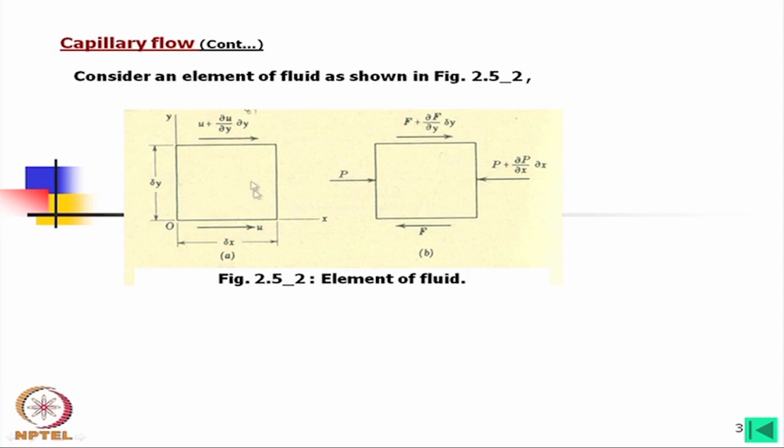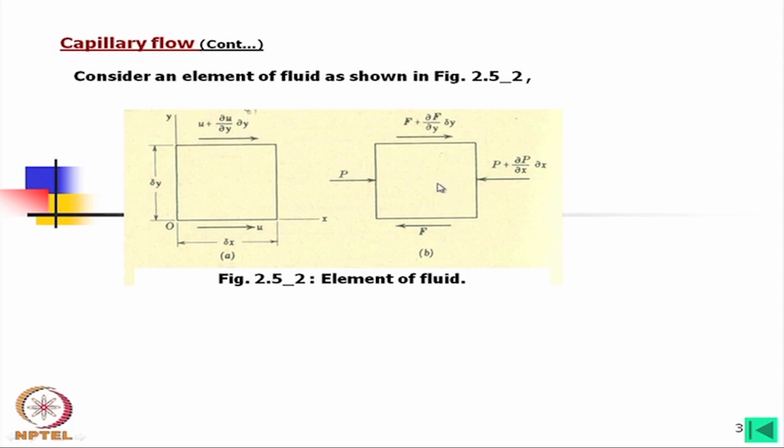Now, inside that fluid film we have considered a cube of fluid. In the other direction it is del z. That means the volume of this fluid is del x into del y into del z. Now, look at this, if at that point velocity is u, then at the top level of this element the velocity will be u plus del u by del y into del y.